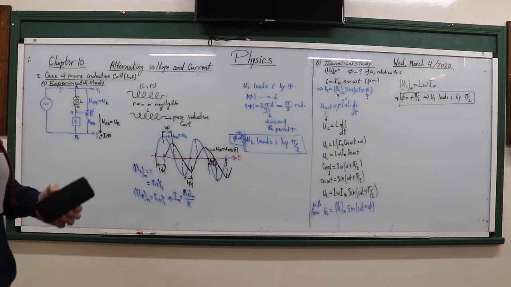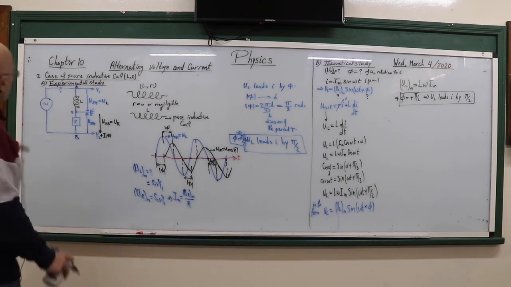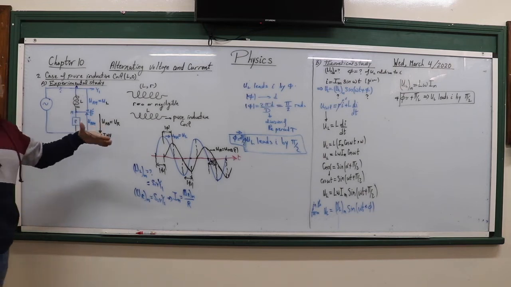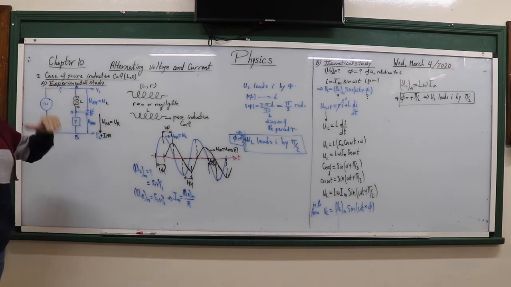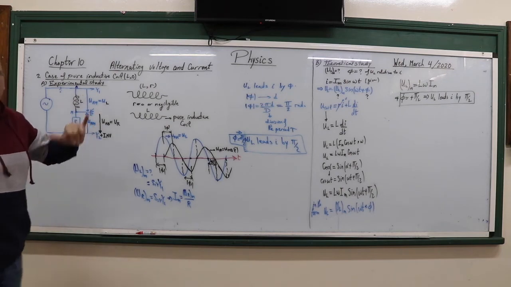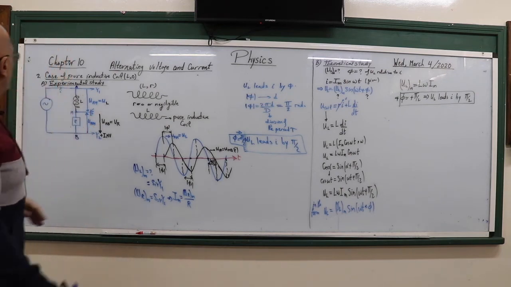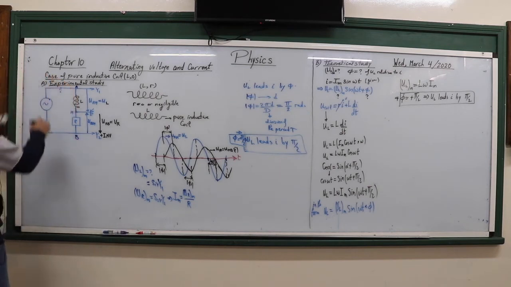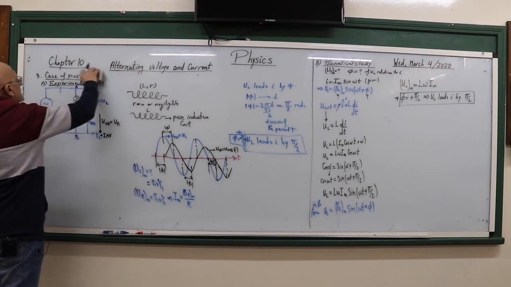What I am going to do is replace L by a capacitor of capacitance C, and then we proceed as we did for the pure inductive coil and for the resistor. So, third case, I am going to talk about the case of a capacitor.